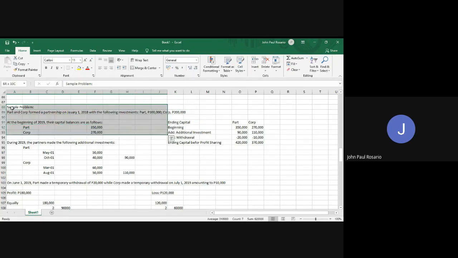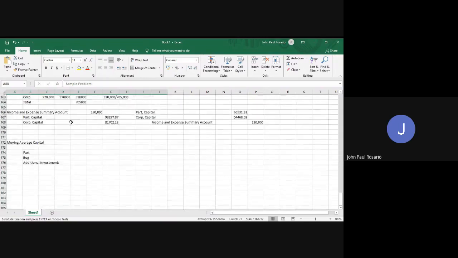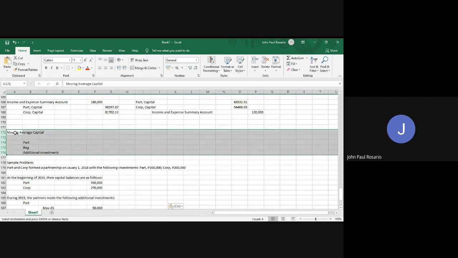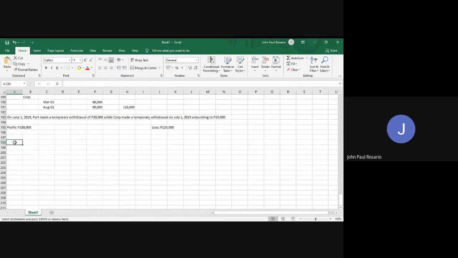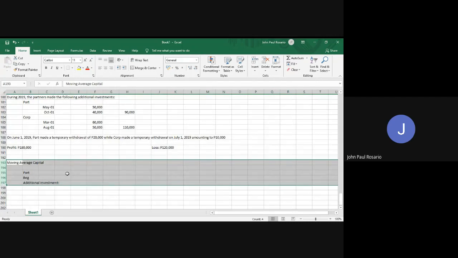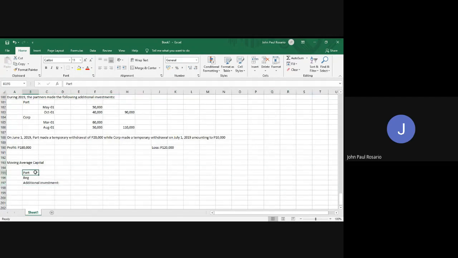Sorry. So that we don't have to go back up, remove it below. Okay, alright. So for moving average, it's a bit complicated. So beginning, additional investment. Okay. So additional investment, this is right. Part, okay. Additional investment, it was May 1. Then additional investment on October 1.